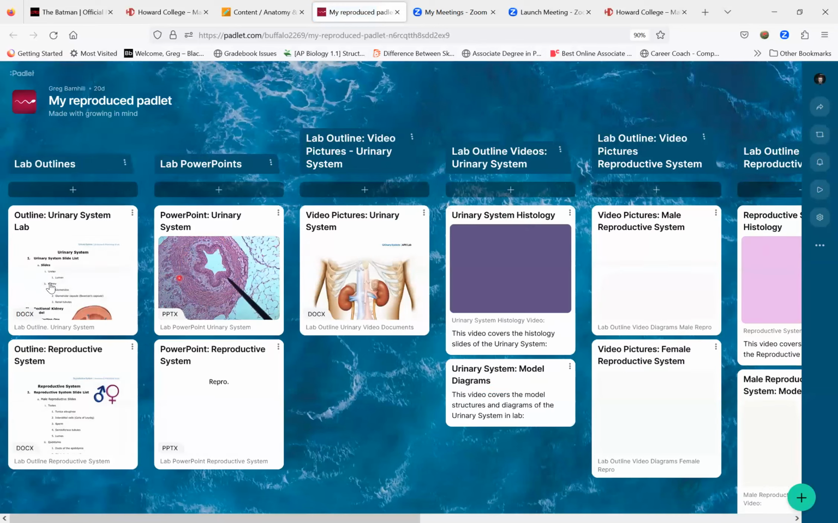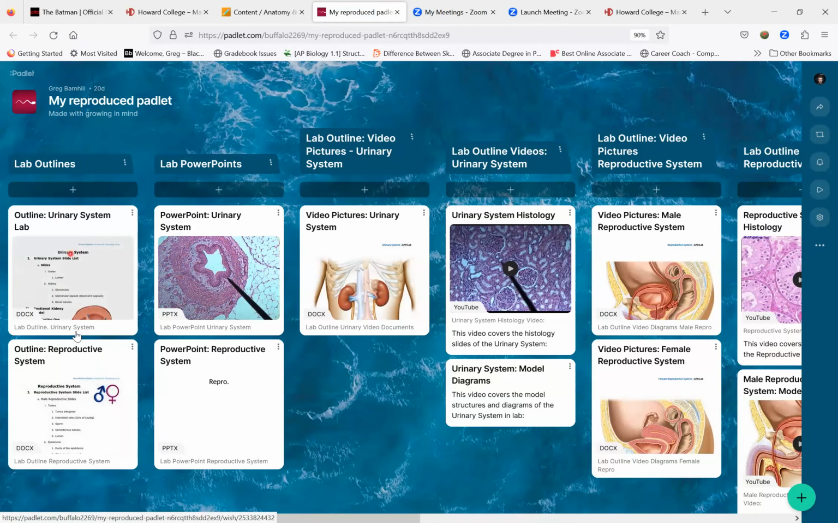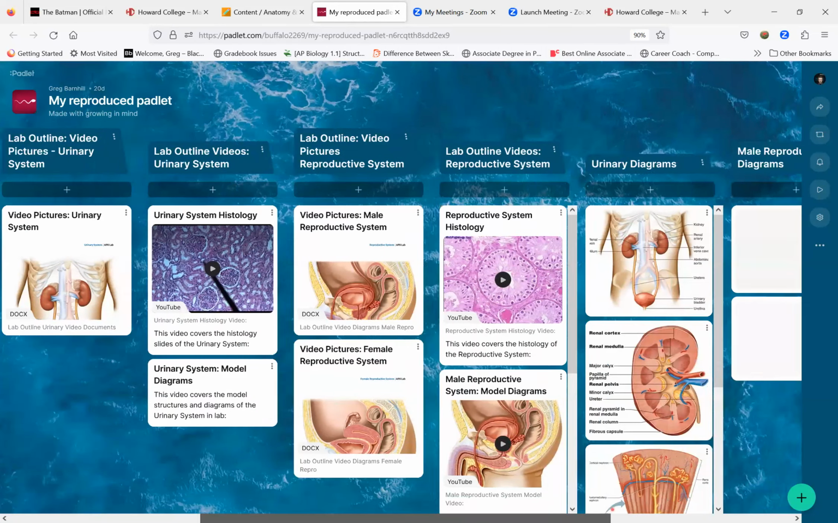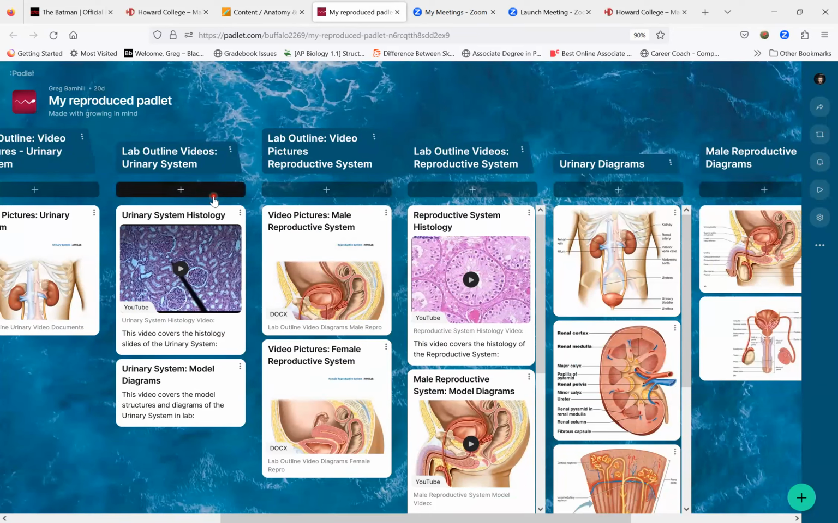For lab, I just have it here. So here are the outlines. This is the urinary system. Here's the reproductive system. Here are lab PowerPoints. Another PowerPoint says lab outline video pictures. So here are the ones for urinary, and these are lab outline videos. I will go through these videos and go through all the pictures with you. You will need to look at that. And then over here, same thing: lab outline video pictures for reproduction, and lab outline videos.